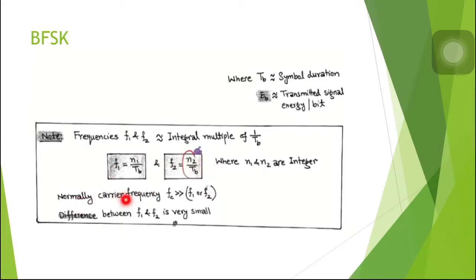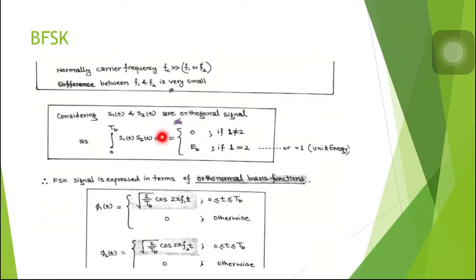So normally the carrier frequency fc is very much greater than f1 and f2. Okay, so how can we calculate f1? By n upon TB is equal to f1. So normally the carrier frequency fc is very much greater than f1 or f2, so the difference between f1 and f2 will be very small. Okay, here we are going to look at the orthogonal state.